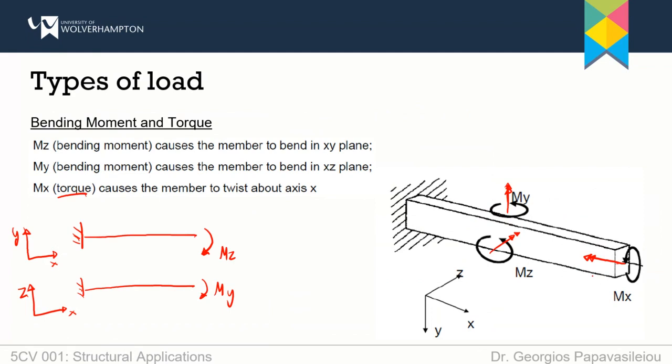So typically, instead of mx, you will see this symbol, T, referring to torque. It's easy to remember if you think of twisting an object. Nevertheless, this is addressed differently when it comes to design of structures rather than the bending moments. So when you will also be taking modules on design, you will see that there are different sets of rules used for the torque. We also refer to that as torsion in design. And different sets of rules used for bending moments.